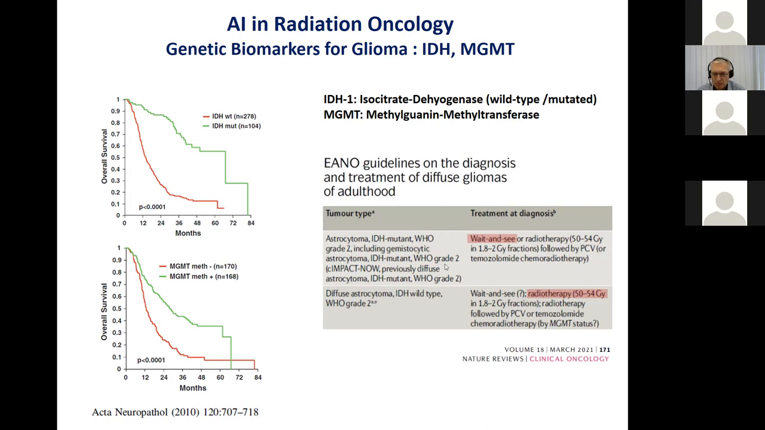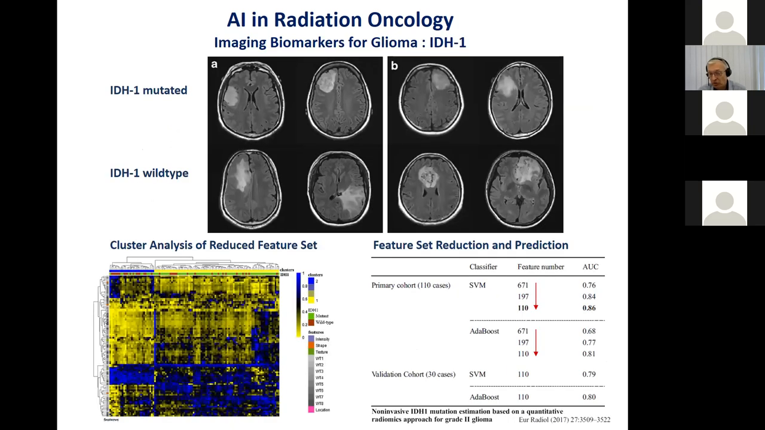This is from the guidelines, from the ANU guidelines. And if you have an astrocytoma, which has the IDH mutated, then you may wait and see, not treat the tumor, because it has a very good prognosis and you can wait with radiotherapy until the tumor has some progression or whatever. But if you have the same tumor with a wild type IDH, then you should start radiotherapy early. So it really has a meaning for the indication for radiotherapy.